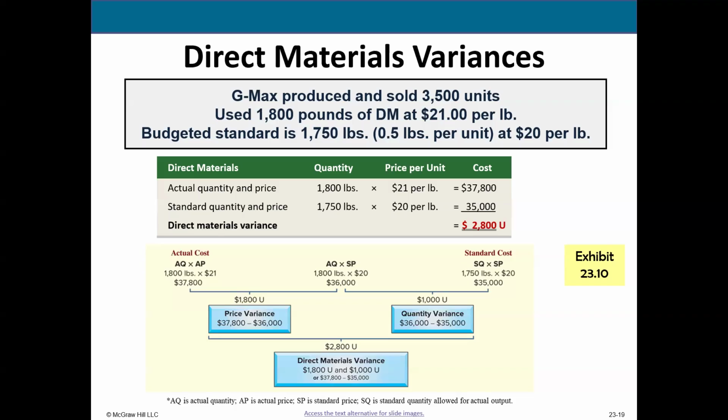I can then calculate my quantity variance, which is once again the $36,000 minus the standard. In this case, it's $1,000 unfavorable. I can add those two variances together, price plus quantity variance, which gives us my total direct materials variance, in this case $2,800 unfavorable. So that is how I would compute my direct materials variances. Once again, it's a matter of taking those basic formulas that we've already talked about and then just plugging in the data provided.